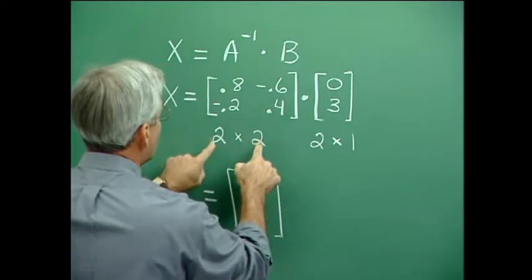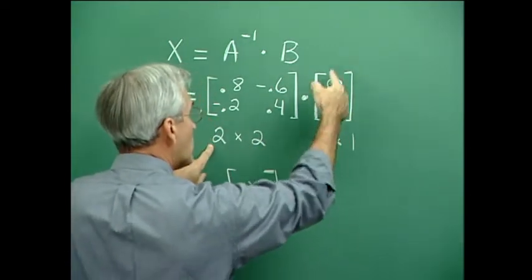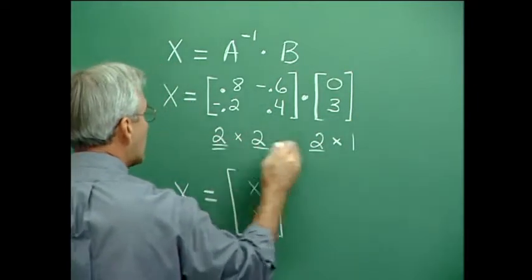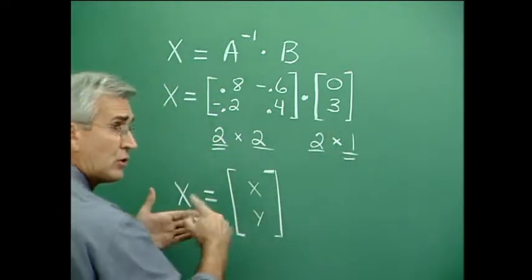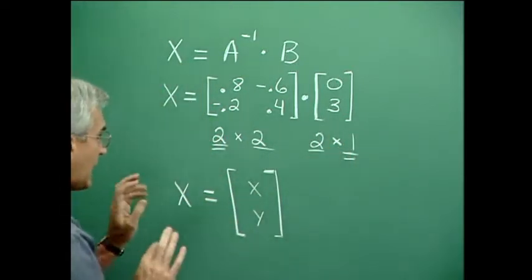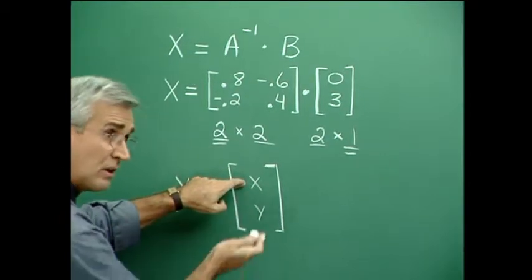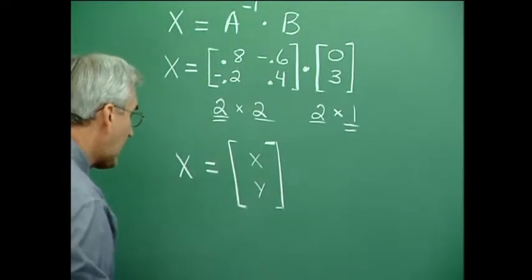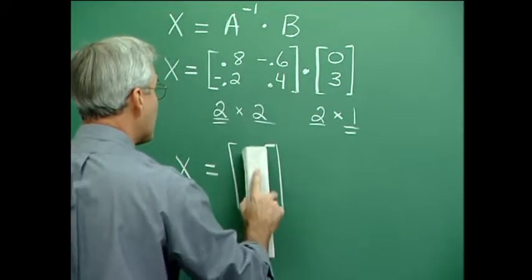So let's see. This is a 2 by 2 matrix, and this is a 2 by 1 matrix, because 2 rows, 1 column. And our answer to this multiplication will be a 2 by 1 matrix, 2 rows, 1 column. In this form, the top value will be the value of x that solves the system of equations, and the bottom value will be y. So it's an x, y pair that we're going to read off of the matrix.